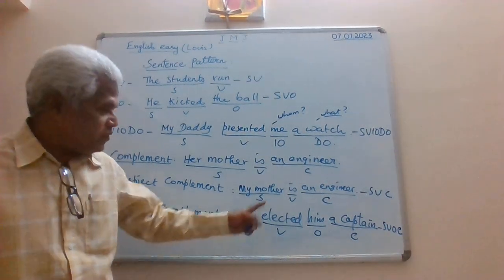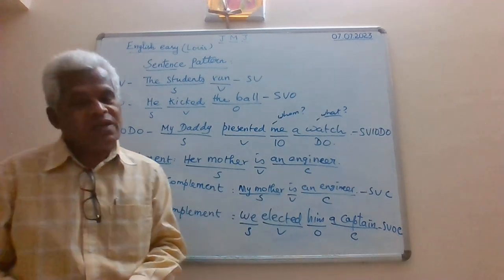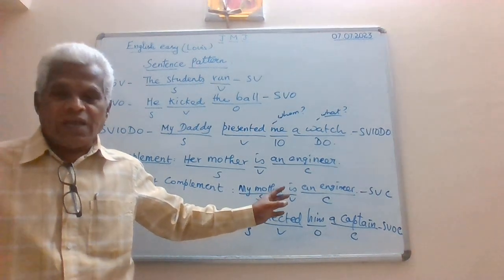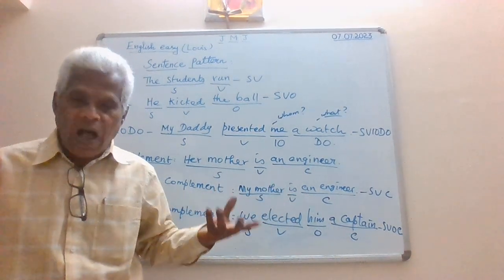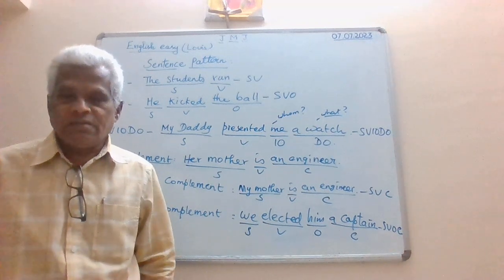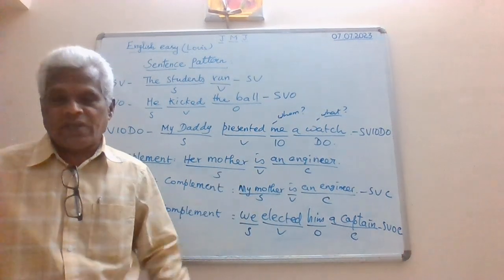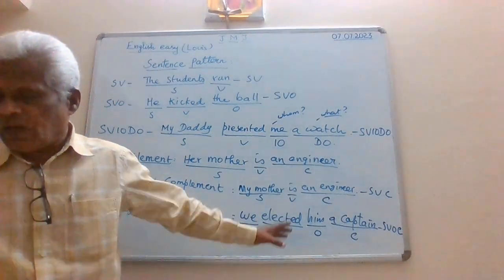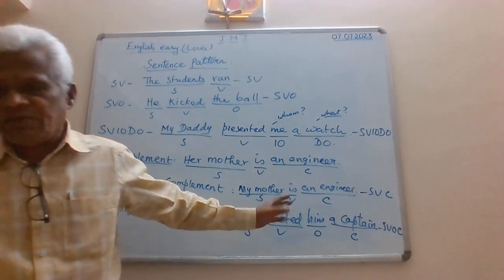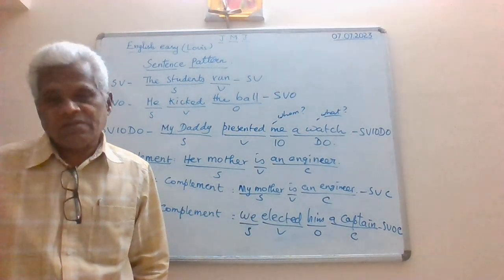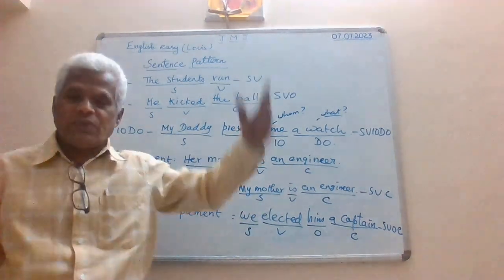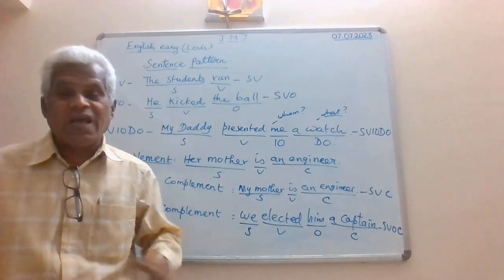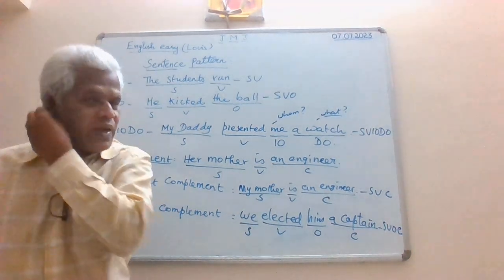So very simple. Another way you can easily understand what is subject complement: subject complement will always come after verbs like is, are, was, were. There are many verbs that you can think of. Now for object complement, the verbs will be like make, name. We named him captain. We elected him captain. So all these verbs will help us to understand an object complement in a sentence pattern there.